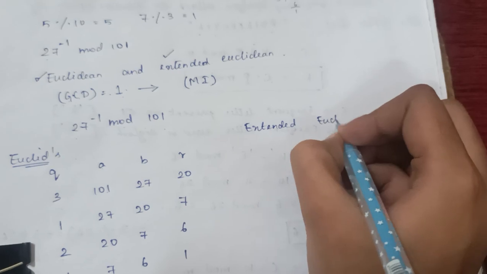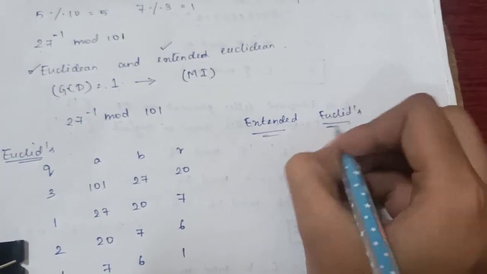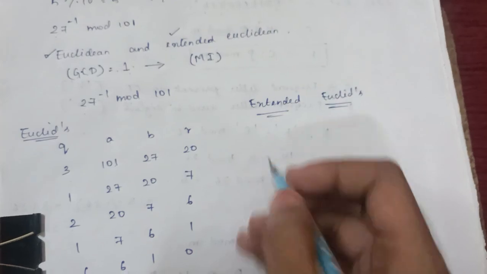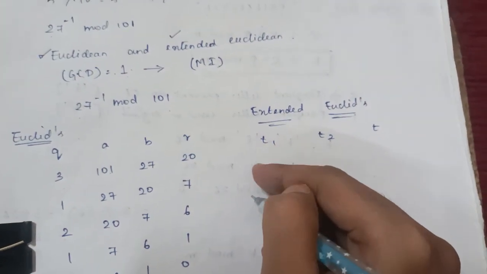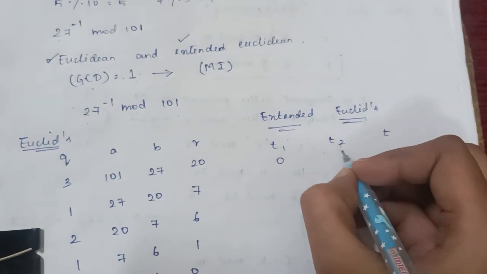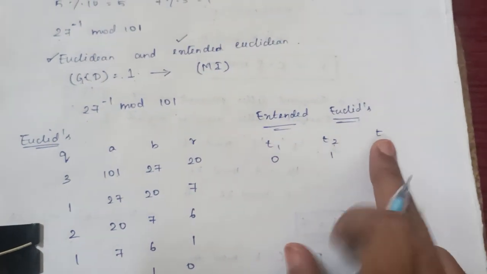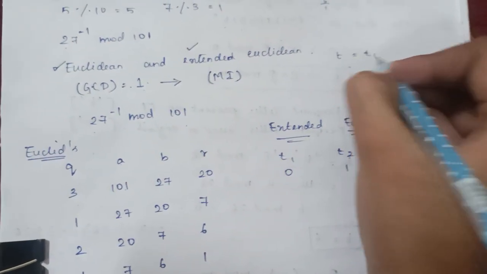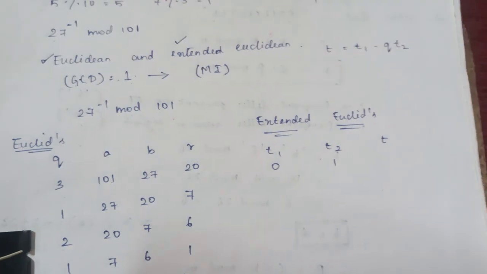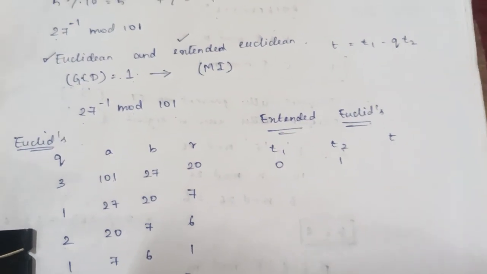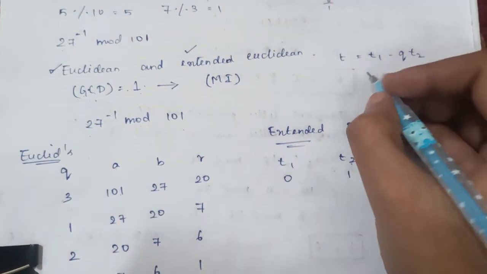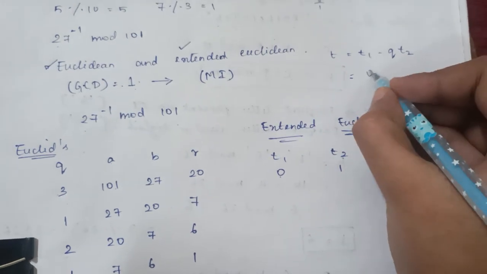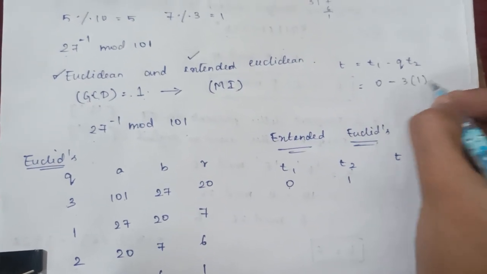Extended Euclid's. For this we just need 3 variables. The first one is t1, next one is t2, and the next one is t. t1 is initialized to 0 and t2 is initialized to 1. Now the formula for finding t is t equals t1 minus q times t2. I think you would have guessed it right: to find t we use the quotient also. So for the first iteration, t1 is 0, q is 3 and t2 is 1. So t is minus 3.